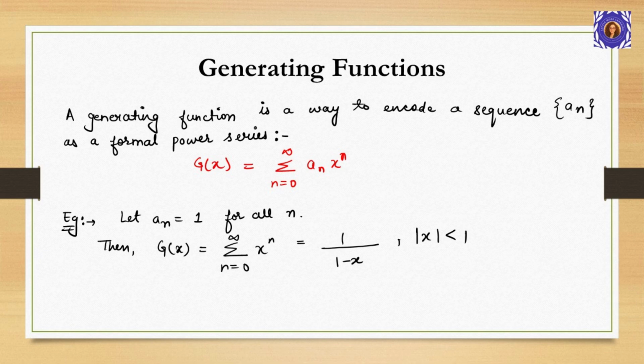A generating function encodes a sequence, a sub n, as a formal power series. G of x equals the sum from n equals 0 to infinity of a sub n times x to the power n. For example, if a sub n equals 1 for all n, then G of x equals the sum from n equals 0 to infinity of x to the power n, which equals 1 divided by 1 minus x, for absolute value of x less than 1. Generating functions allow us to translate recurrence relations into algebraic equations, making them easier to solve.